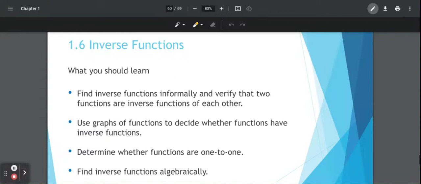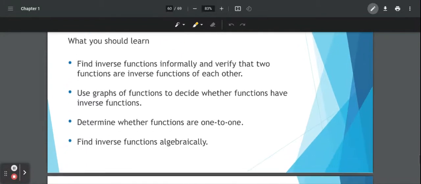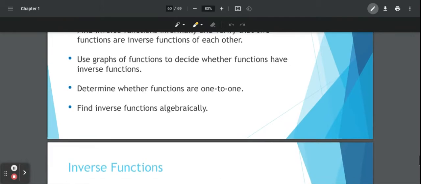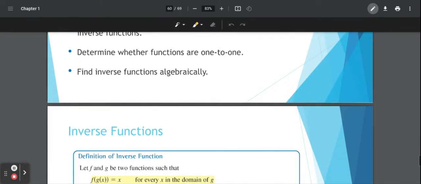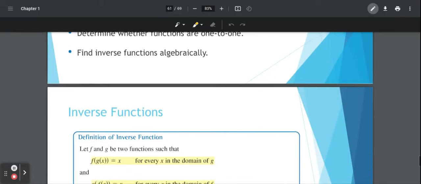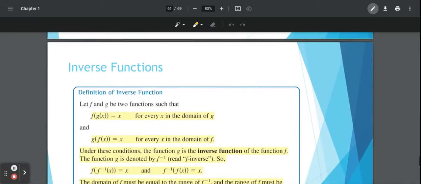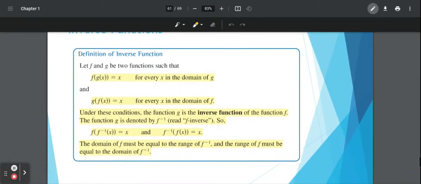So in section 1.6, we're going to talk about inverse functions. We'll find inverse functions informally and verify that the two functions are inverses of each other. We'll use graphs to decide whether functions have inverses, determine whether functions are one-to-one, and then find inverse functions algebraically. So the first thing we're going to get into is how do you verify that two functions are inverses?